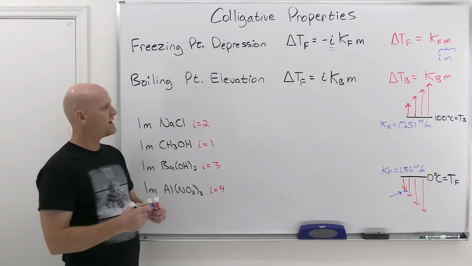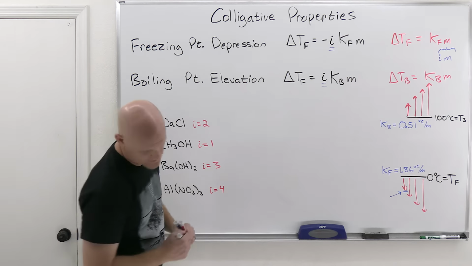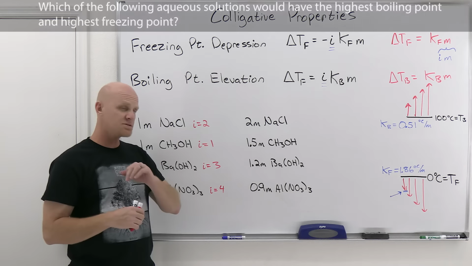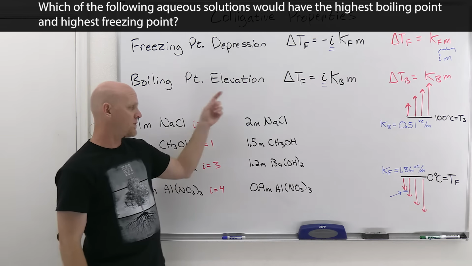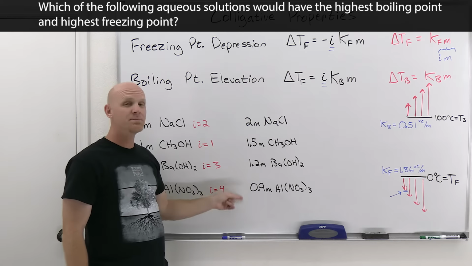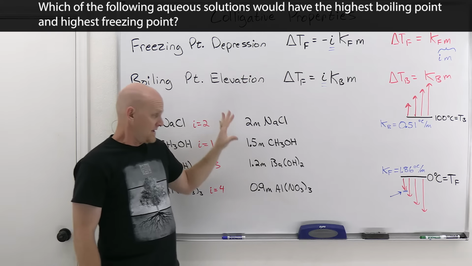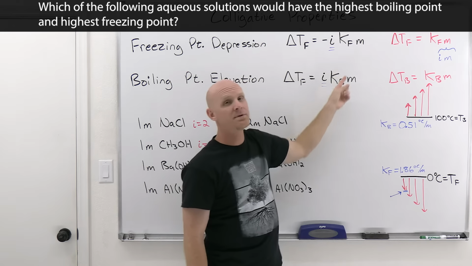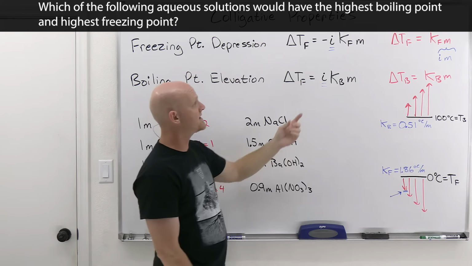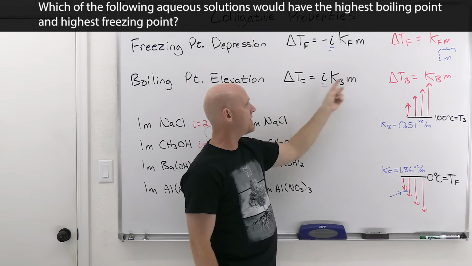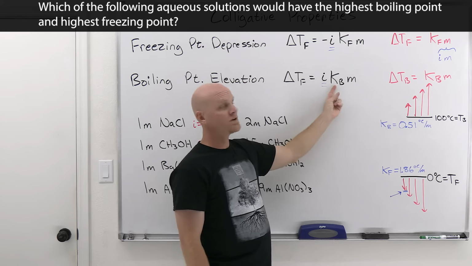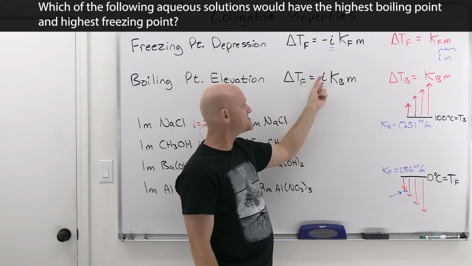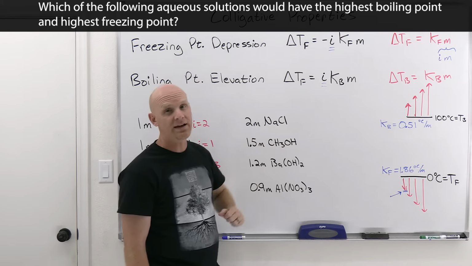All right, let's see another way this might be phrased as well. The second way you might see this presented is a very similar question, looking for the highest boiling point and highest freezing point, but now not only do we have 4 different solutes, they're at 4 different molalities as well. So the difference is not just in the Van't Hoff factor, but also in the molality. But essentially you can just multiply the Van't Hoff factor times the molality, and whichever comes out the biggest, you're going to multiply them all by the same either freezing or boiling point constant. So whichever has the biggest combination of i times m will have the biggest change.